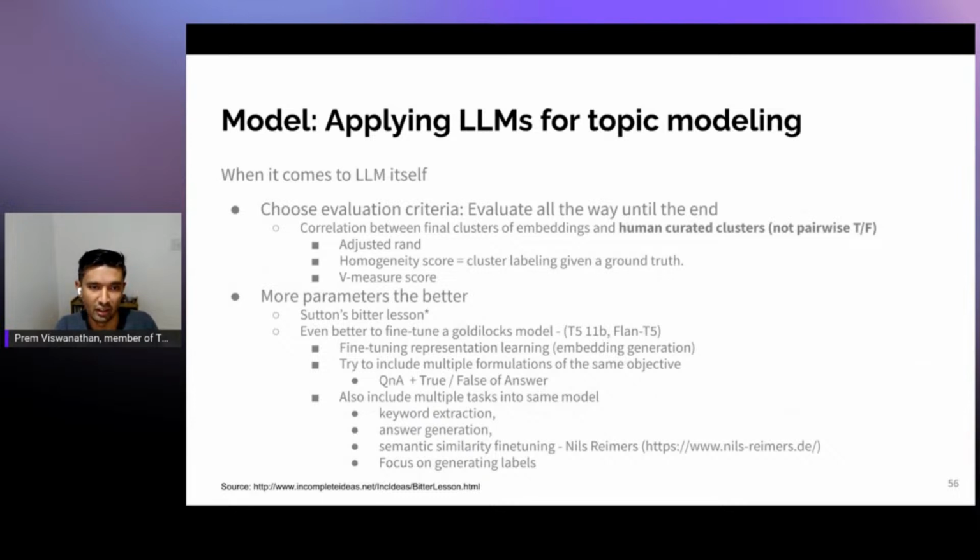This is where, in my opinion, generally the research and trend out there is the more parameters, the better. So if you use a larger model with many more parameters, your question answering is going to be better. And if your question answering is better, then your downstream topic modeling will be better.